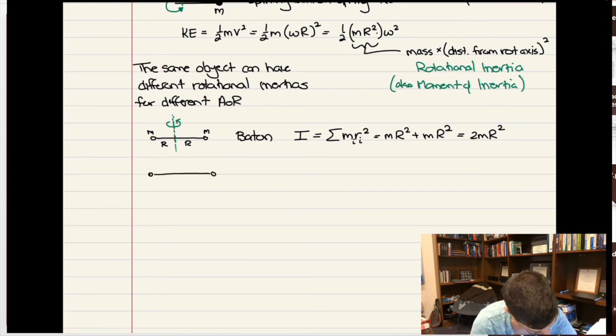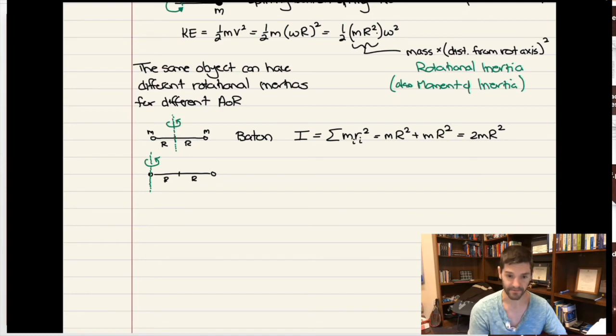As opposed to, what is the rotational inertia if I'm doing it like this? And here's my axis of rotation. In this case, the rotational inertia for the mass on the left is m times the distance it is from the axis of rotation, which is just 0. It's along the axis of rotation.